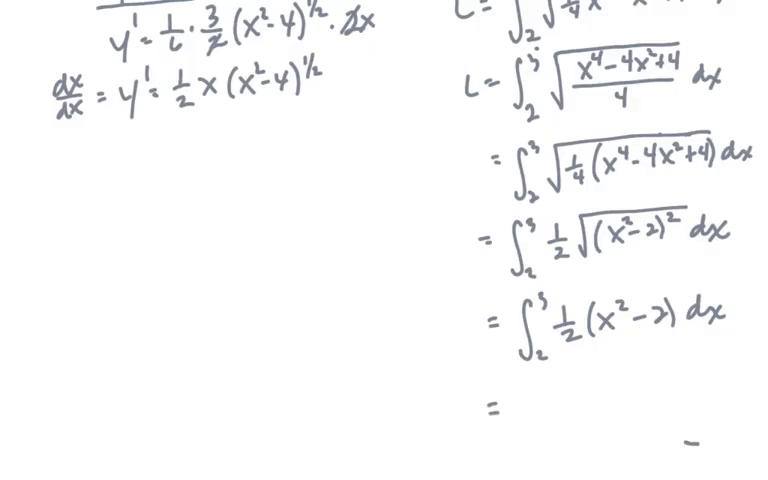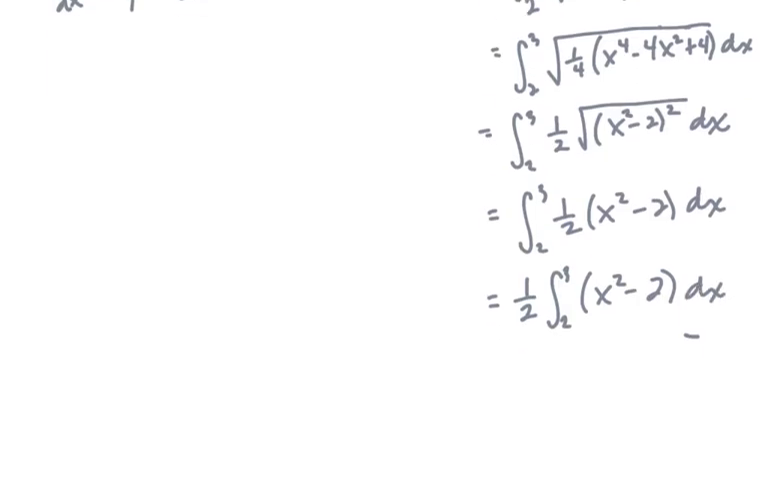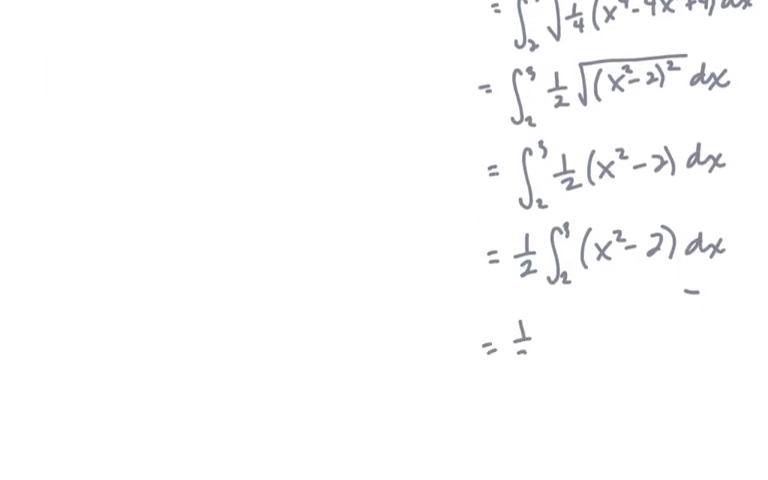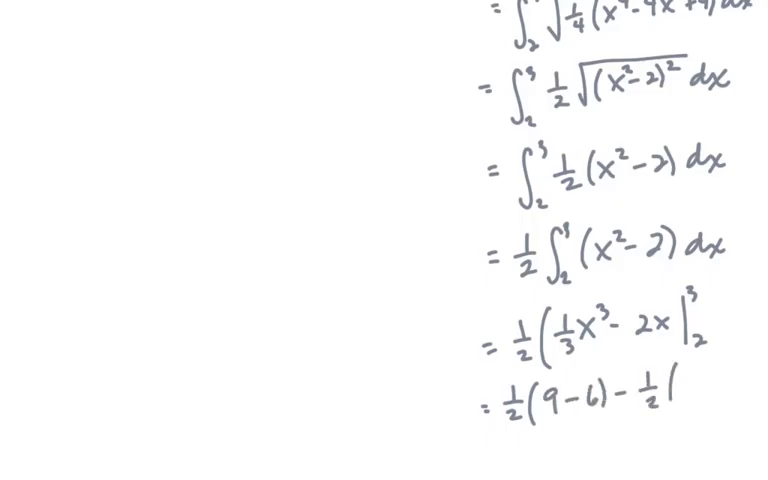So now that we've simplified it, let's bring this 1/2 out front. And you can see that we really have simplified it, and this is a very simple integration. So we have 1/2 parentheses. The integration of x squared is 1/3 x to the 3rd minus 2x from 2 to 3. So we have 1/2 times, when we put in 3, 27 divided by 3 is 9 minus 6 minus 1/2. And when we put in 2, we have 8/3 minus 4.